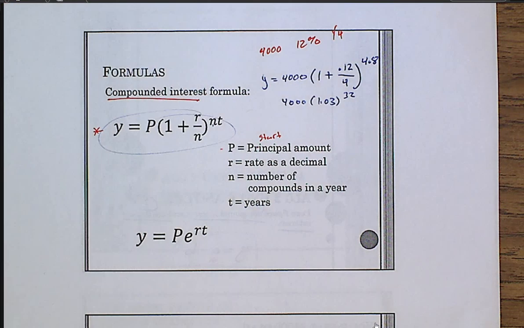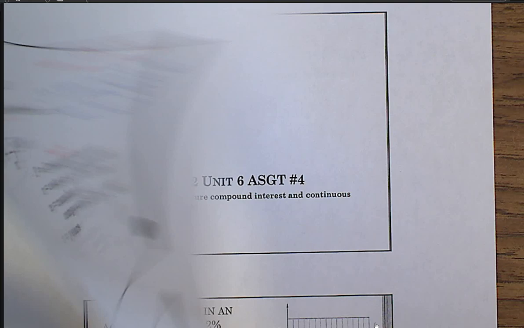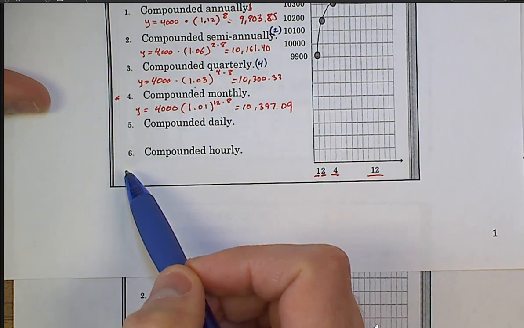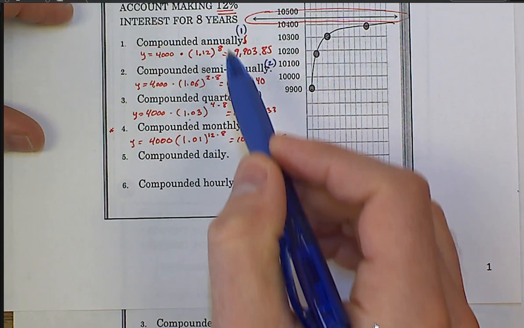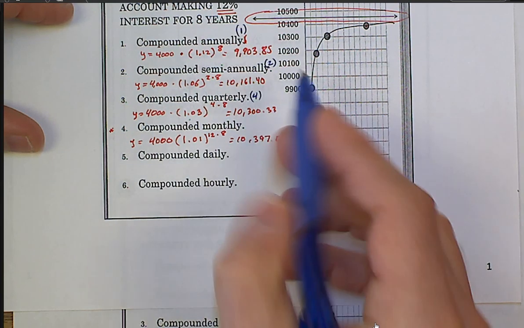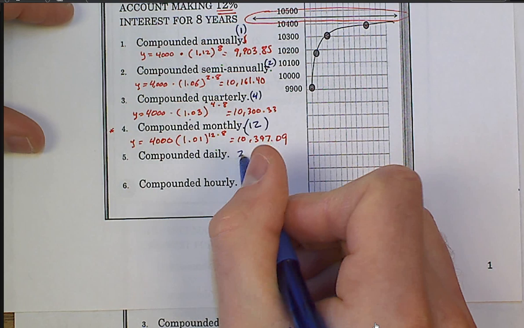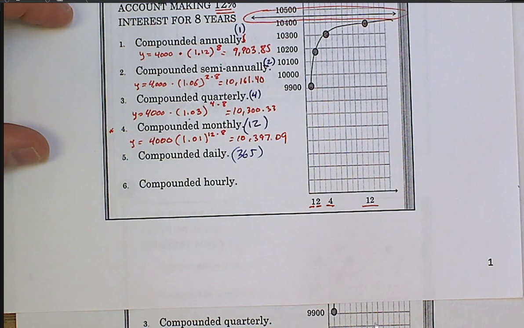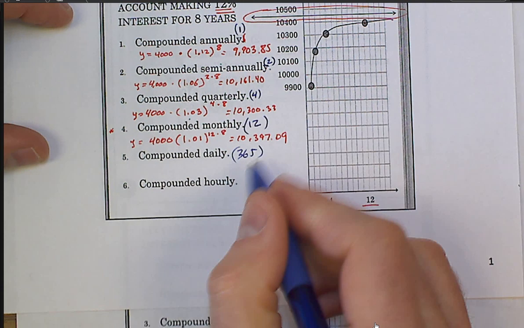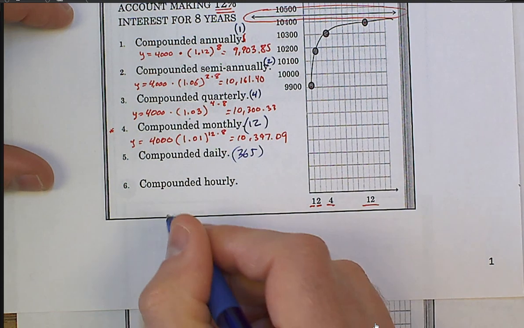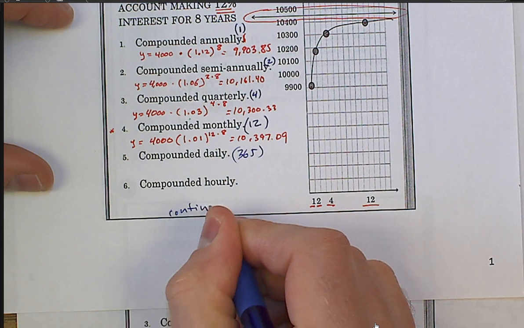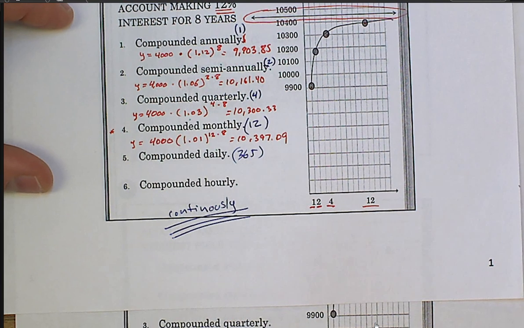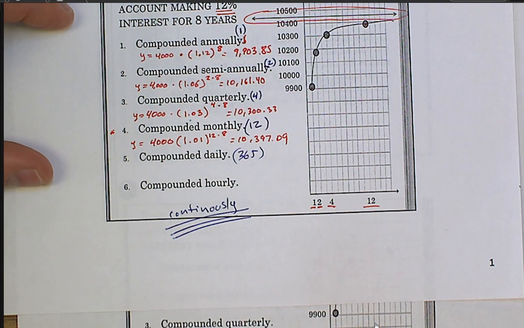Okay? Now, we were working our way towards, if you look at this list, 1 through 6, get on the paper, once a year, twice a year, 4 times a year. Monthly was 12 times a year. Daily is going to be 365. Hourly, the number of hours in a year, we could calculate that. But what are we working towards? We're working towards continuously, okay? Continuously, which means your money is being generated all the time, 24/7, all the time, continuously.